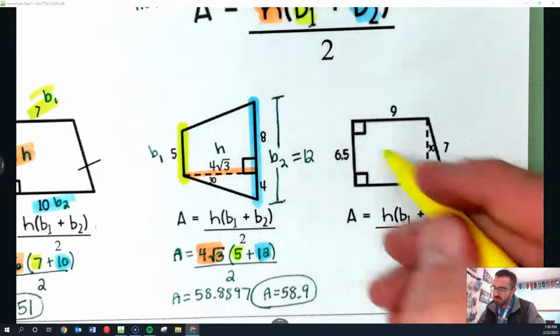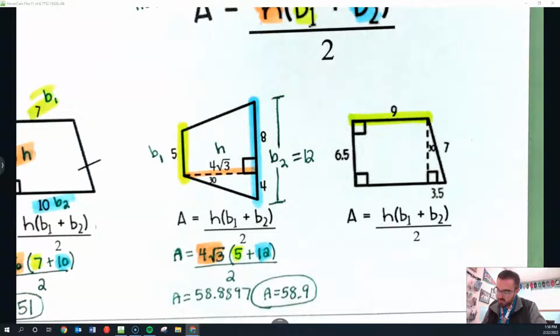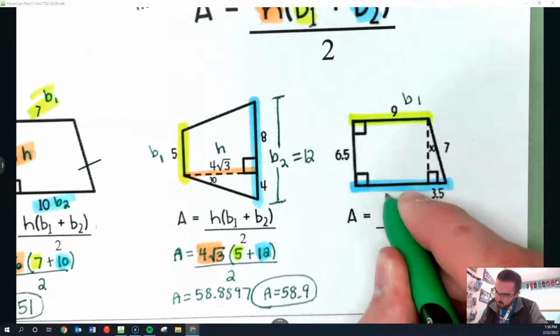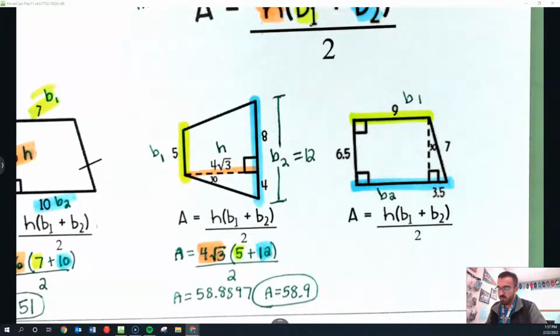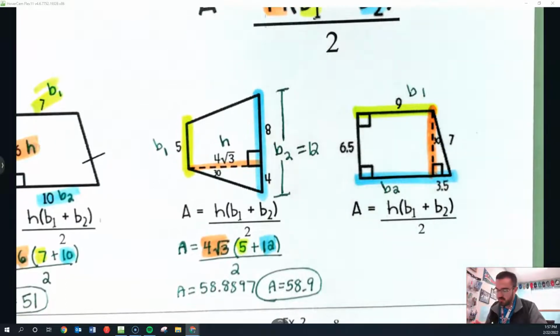Okay, the shorter base is this. It's parallel to this base on bottom. All right, so the yellow is going to be base 1. The blue is going to be base 2. Okay, what about the orange? Well, the orange is this height right here. So we still have to figure that out.